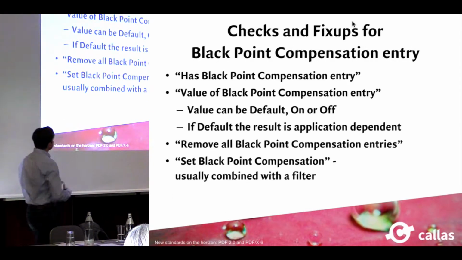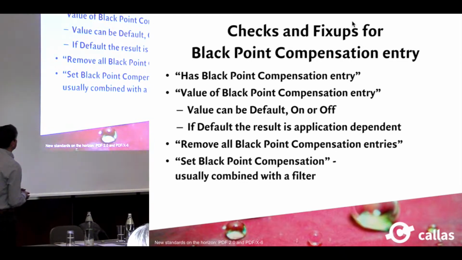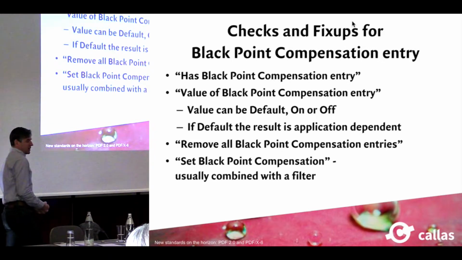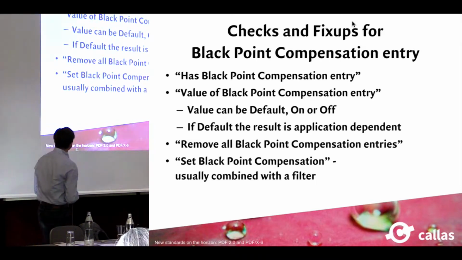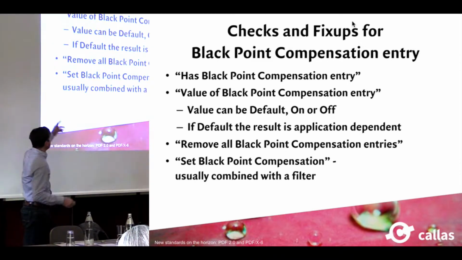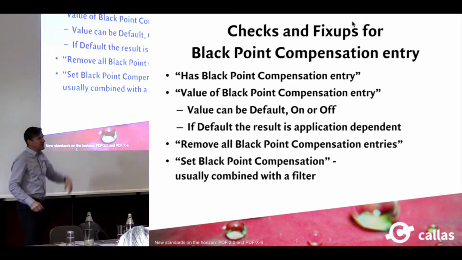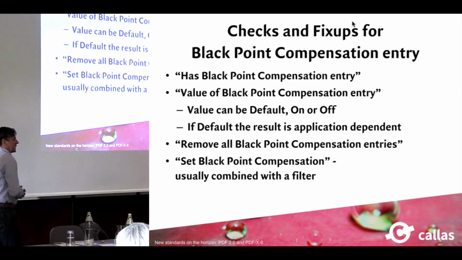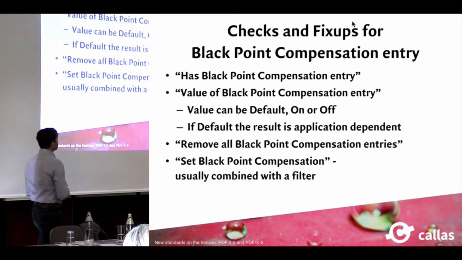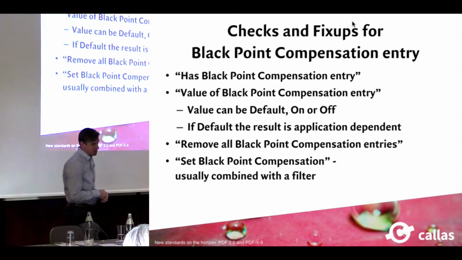Blackpoint compensation entry, it's straightforward. There is a check for the presence of it. You can not just check for the presence, but also for the value. There may be 3 different values in the Blackpoint compensation entry, and you may remove it. You can also set it if you want, and you would usually combine that with a filter. So you would say, every image on page 2 that uses this or that color space as its source color space should not use Blackpoint compensation.